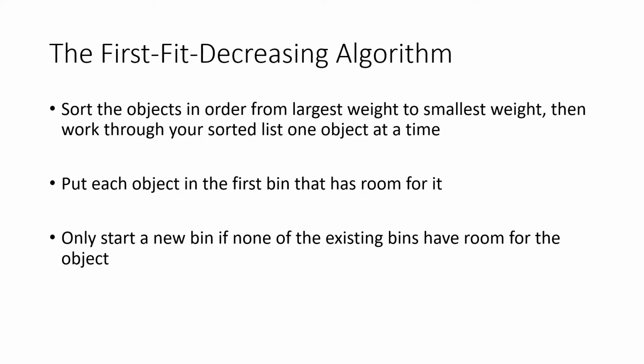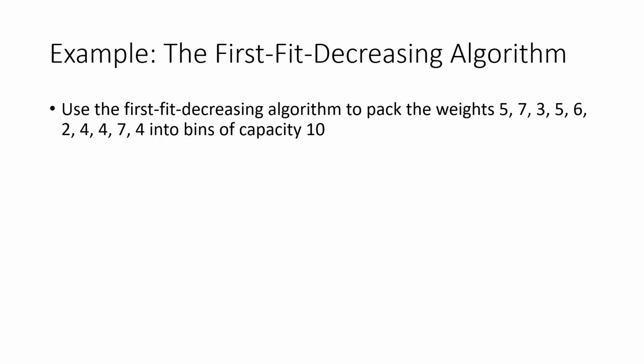This is the full first fit decreasing algorithm. We start by sorting the objects in order from largest to smallest, and then work through our sorted list one object at a time, put each object in the first bin that has room for it, and only start a new bin if none of the existing bins have room for the object. So let's see this in action. This is the same problem that we worked on in the previous video, but this time we're going to use the first fit decreasing algorithm.